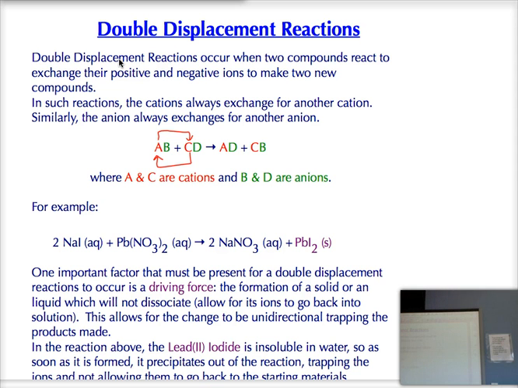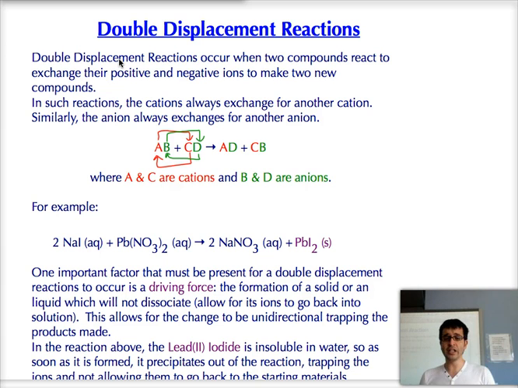You could think about it being the anions that are doing the exchange, but either way that we look at it, we are going to exchange partners, and we're going to exchange partners in such a way that we are always going to make a new compound that has a positive ion and a negative ion in it. You cannot have the two positives together or the two negatives together because they would repel each other. So let's look at a real example.